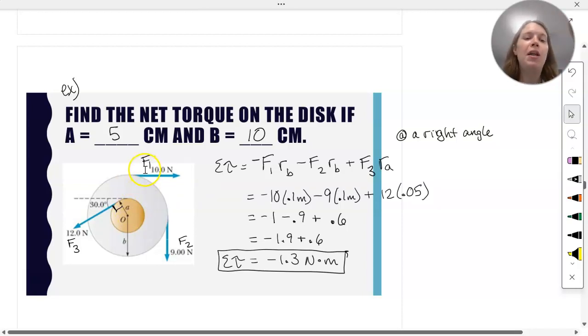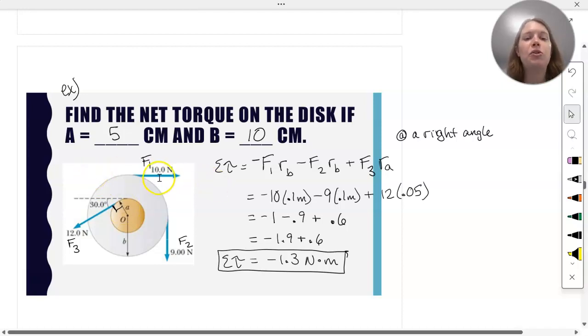So this F1, this 10 Newton force, is perpendicular to the radial line. F2 is also perpendicular to the radial line. And even though they drew in these degrees here, F3 is still perpendicular to this radial line. So we don't need to account for the angle that they've labeled there.